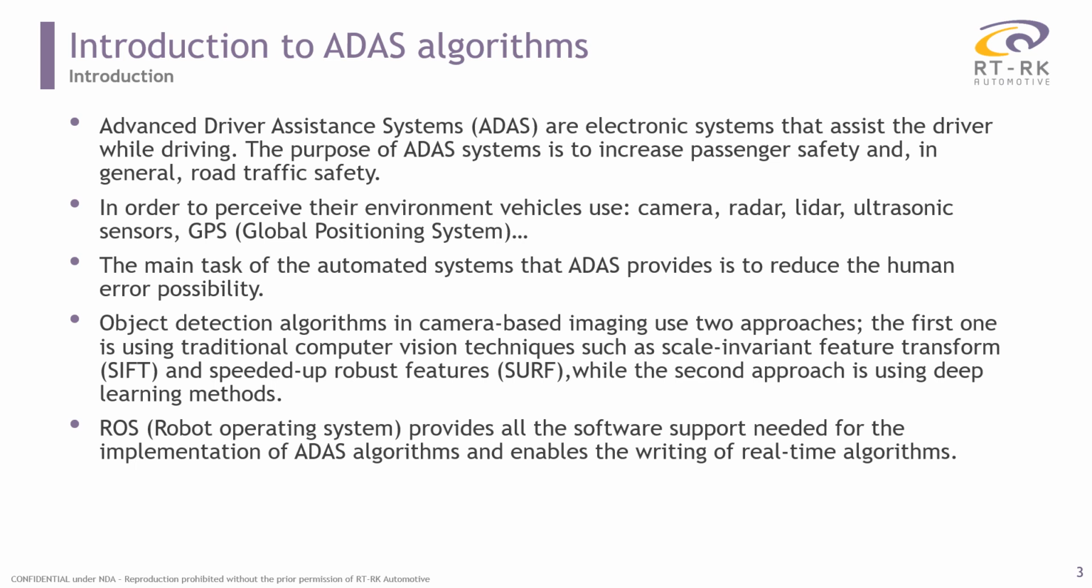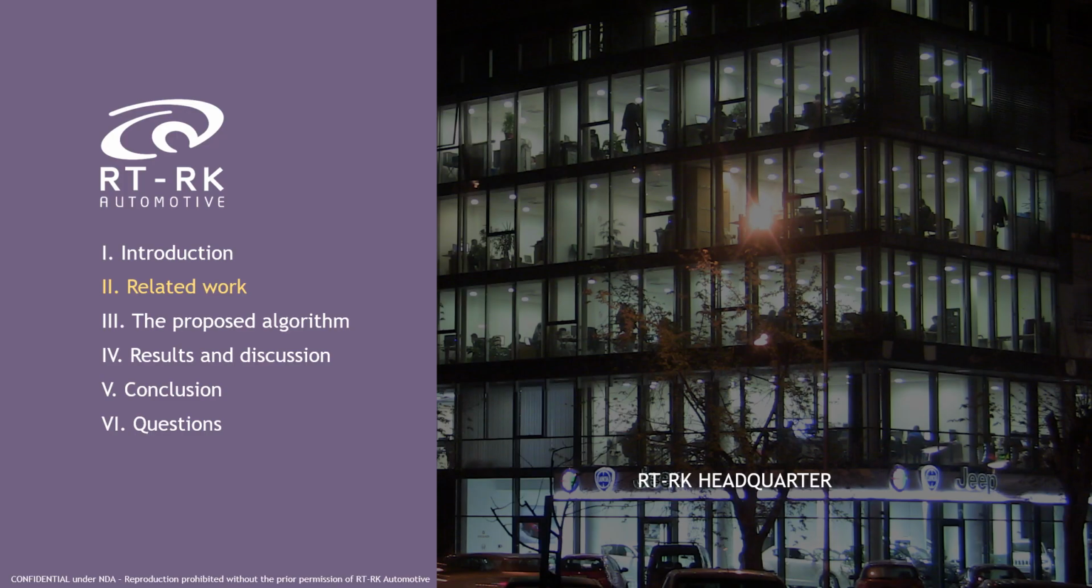Object detection algorithms in camera-based imaging use two approaches. The first one is using traditional computer vision techniques, while the second approach is using deep learning methods. Robot Operating System (ROS) provides all the software support needed for the implementation of ADAS algorithms and enables the writing of real-time algorithms. The next topic is related work.